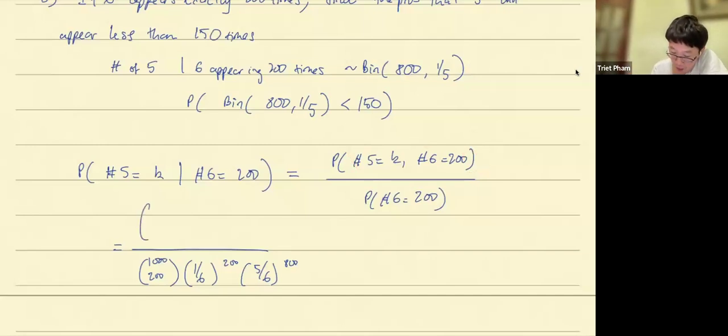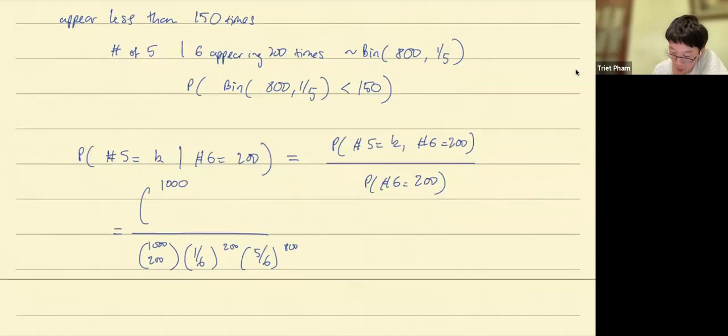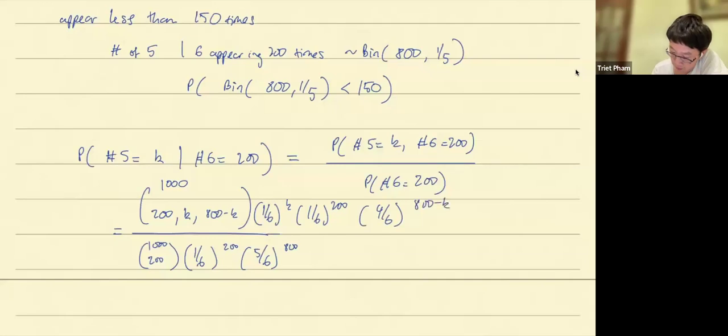So the answer is pretty simple. Out of 1,000, choose 200 for the 6, choose K for the 5, and then the remaining, which is 800 minus K. So that's a multinomial coefficient that we talked about way back in the combinatorics chapter. And then 1/6 raised to the K, 1/6 raised to the 200, and then 4/6 raised to the 800 minus K. Any question?